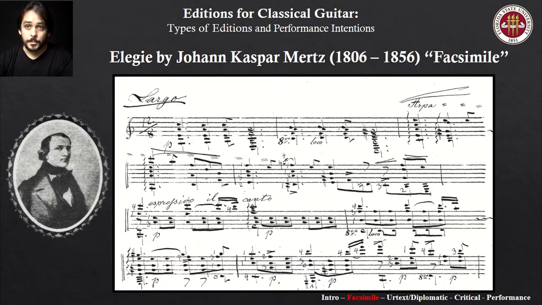To play Elegie by Mertz, I used a facsimile of his manuscript. I have also found two editions of the work, but I decided to use the facsimile for these reasons. First, I believe you must have a very strong reason to challenge the composer's authority, especially when dealing with performer-composers who wrote directly to their instrument. In these editions, the editors usually don't mention what they modified, omitted, or added.